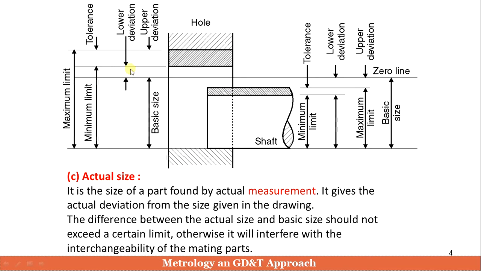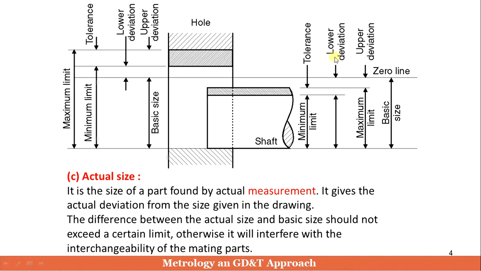In that, this diagram is very important. We have a hole as an internal feature, and a shaft as an external feature. Every component, as I said earlier, has some tolerance provided on it. If we consider a shaft over here, the highlighted hatched portion is the tolerance. The bottom line is the minimum limit. The top line, the maximum dimension, we call the maximum limit, and the difference of both we call the tolerance.